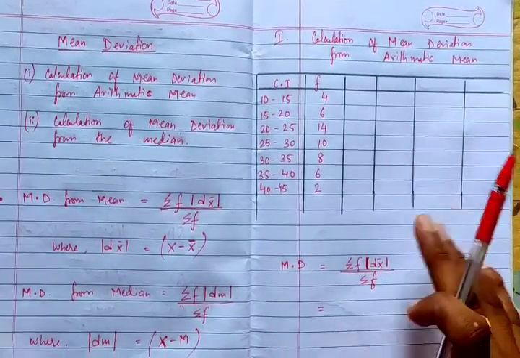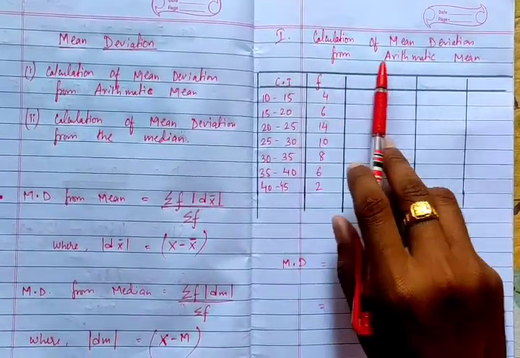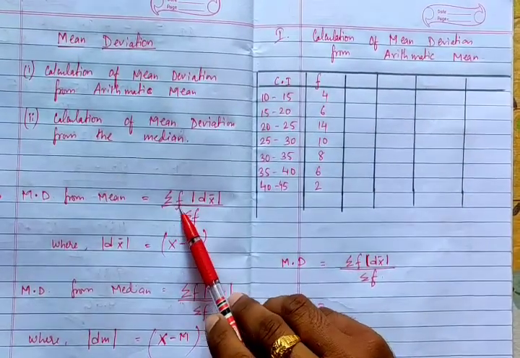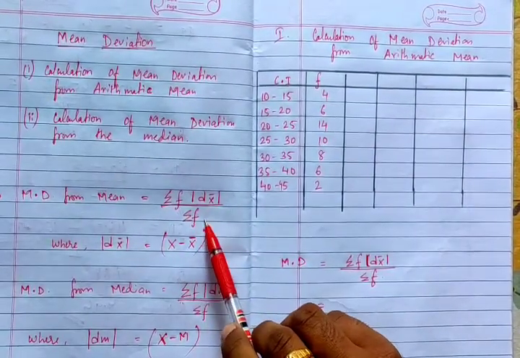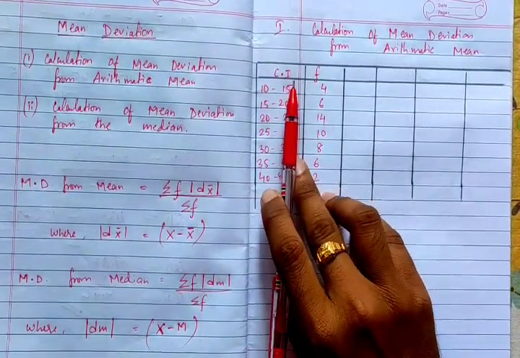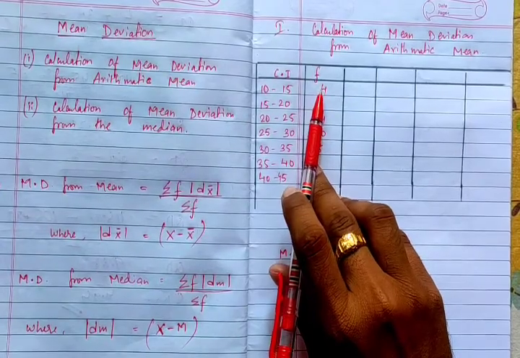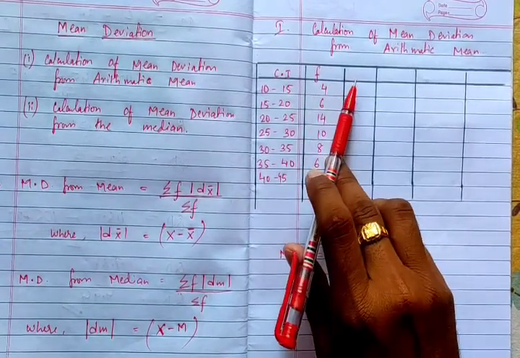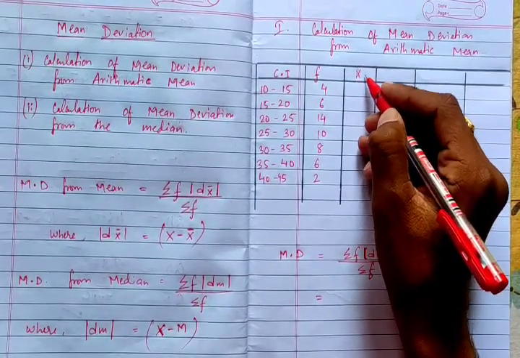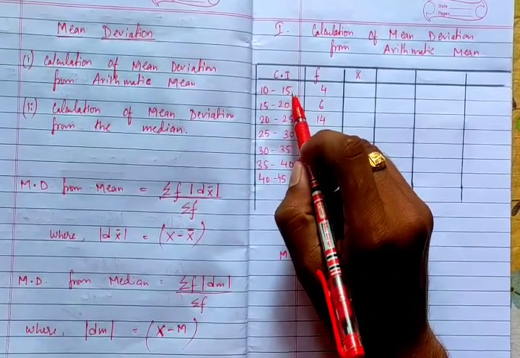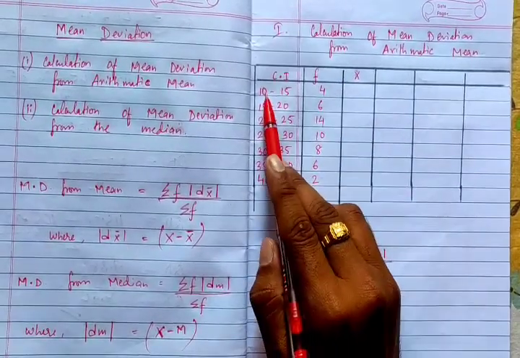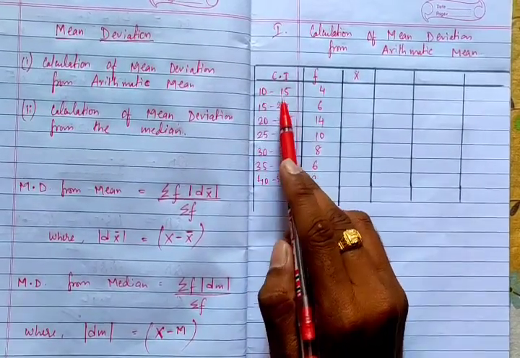So first let us see one question, calculation of mean deviation from arithmetic mean. We'll use this formula: summation f dx bar by summation f. Pay attention in this question. Here class intervals are given, frequency is given. So you have to calculate x. How to calculate x? X is the mid values of these class intervals. Clear? When we calculate class mid value of class intervals, 10 plus 15 divided by 2.